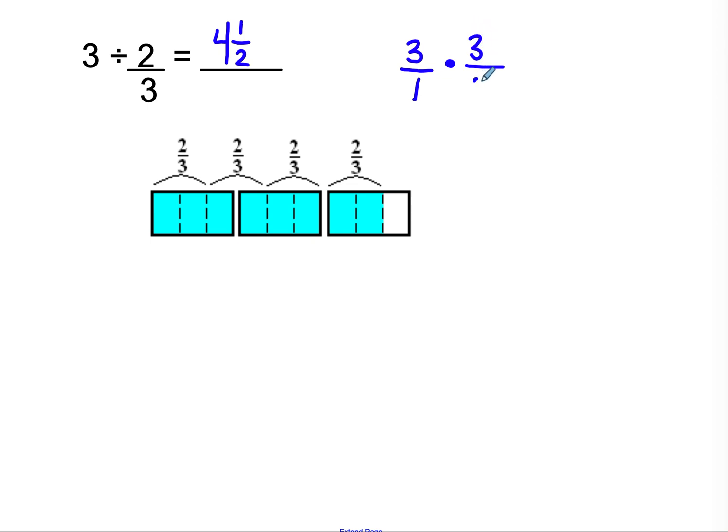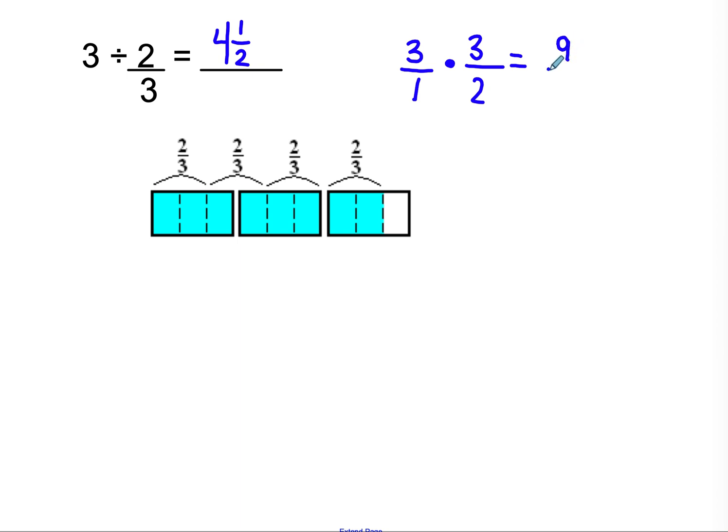Keep, change, flip. Notice how I took my 3 and I wrote it as an improper fraction, 3 over 1. That's because when we have mixed numbers or whole numbers being multiplied by fractions, we need to make sure it's written as a fraction with 2 parts. 3 times 3 is 9.